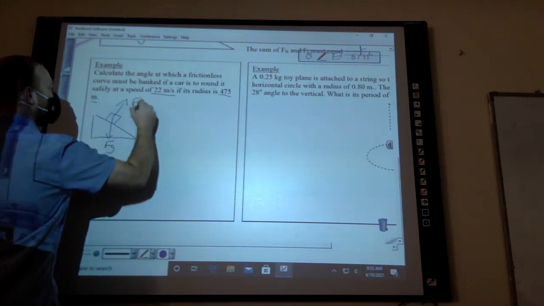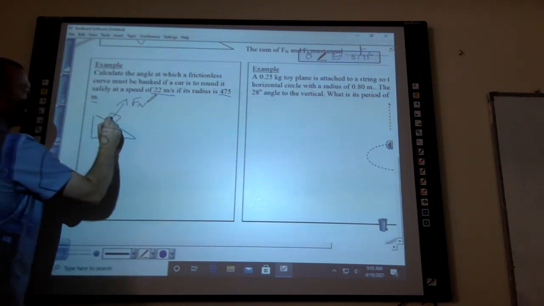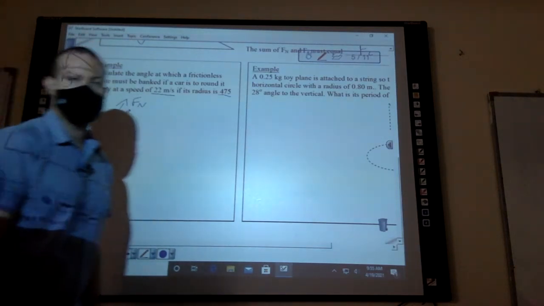Here's our FN. And we're going to deal with this. Like I said, we need to break up our situation as such. So we're going to break up Fn into its x and y components.